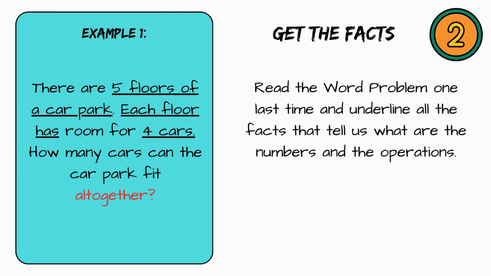So we've highlighted 5 floors in the car park. Each floor has room for 4 cars. How many cars can fit all together? I've underlined 5 floors in the car park. Each floor has, so I've highlighted each floor has, and then 4 cars. How many cars can fit in the car park altogether? I've circled or put squiggly lines underneath altogether, because altogether states what operation will work.